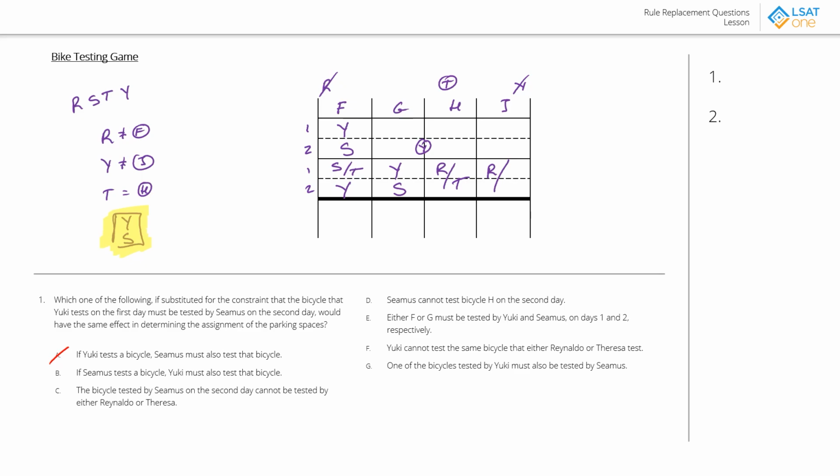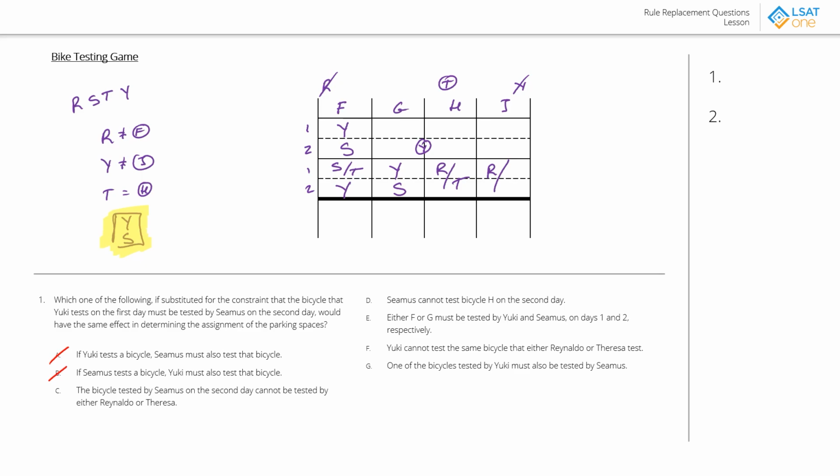Next, if S tests a bike, then Y must also test that bike. And same thing, that's not true for both of the bikes that S tests. That's not a true statement about S in general. It's only true for the bike that S tests on day 2. So this goes too far.